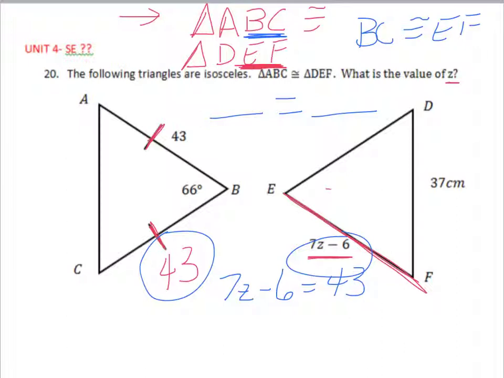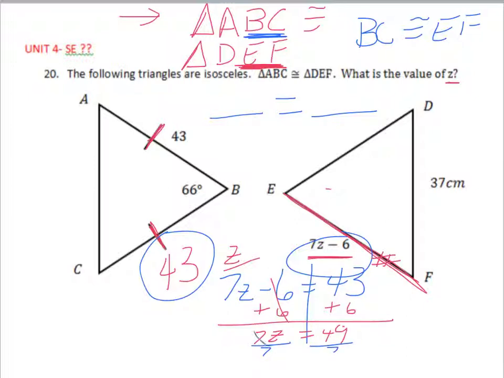So I get rid of fractions and parentheses, which I don't have any. I combine like terms, I don't have any. And then I separate. I put my z's on one side, my numbers on the other side. So over here, I want to get rid of the 6, so I add 6 to both sides. I get 7z equals 49. Now that I'm separated, my next step is to divide by 7, both sides. 7's cancel, z equals 7, and that one is complete.